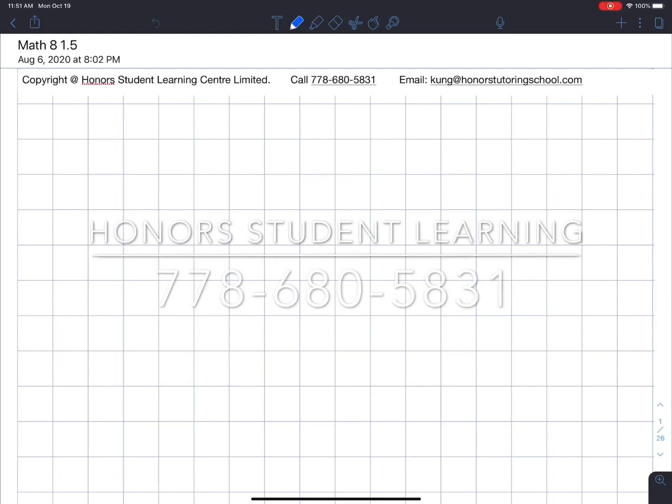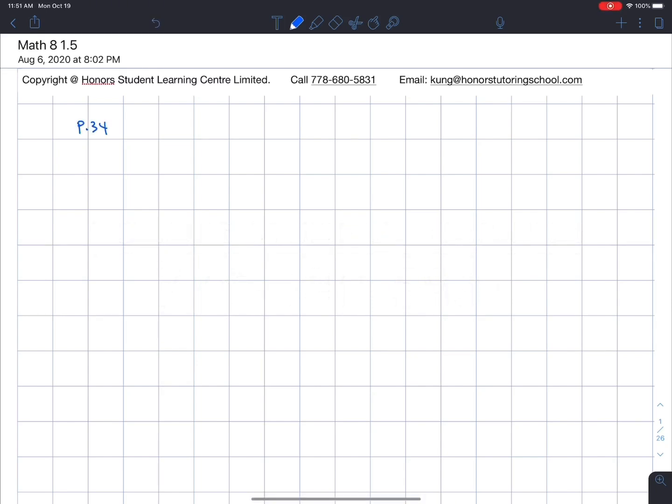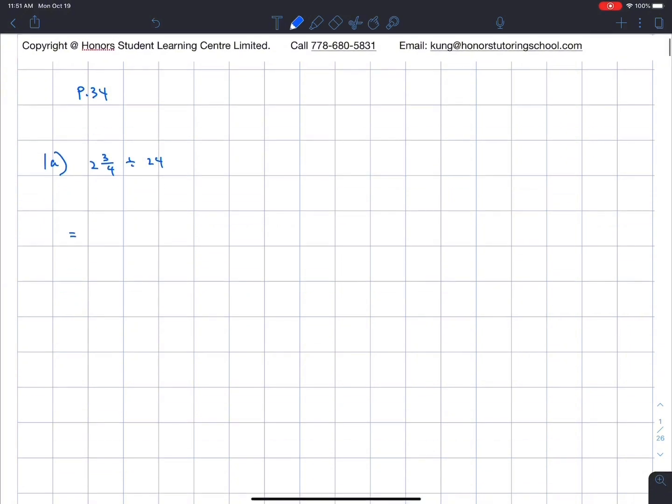Okay, this is 1.5. We are on page 34. Question 1, 1a. 2 and 3 over 4 divided by 24. So we need to first change the mixed fraction into improper fraction. So I will have 2 times 4 plus 3 over 4 for the first fraction.